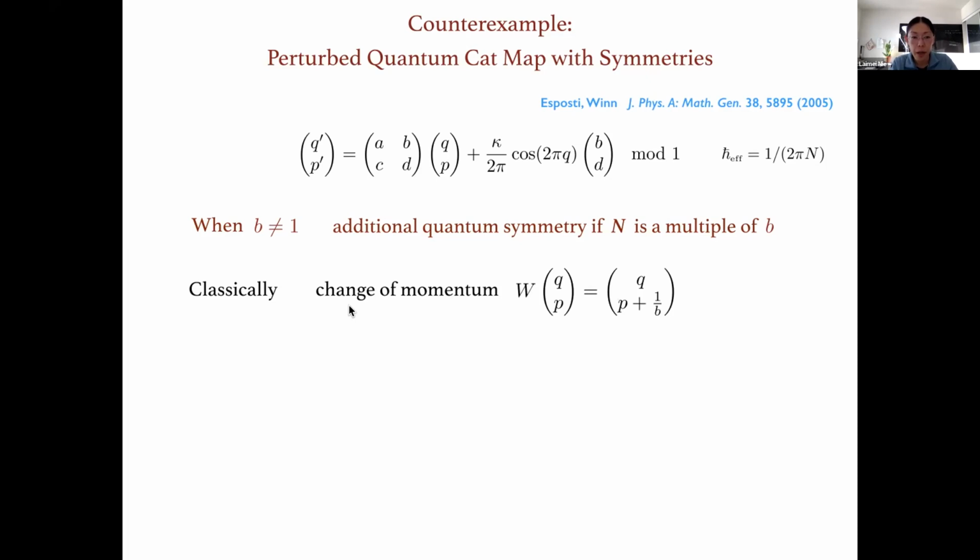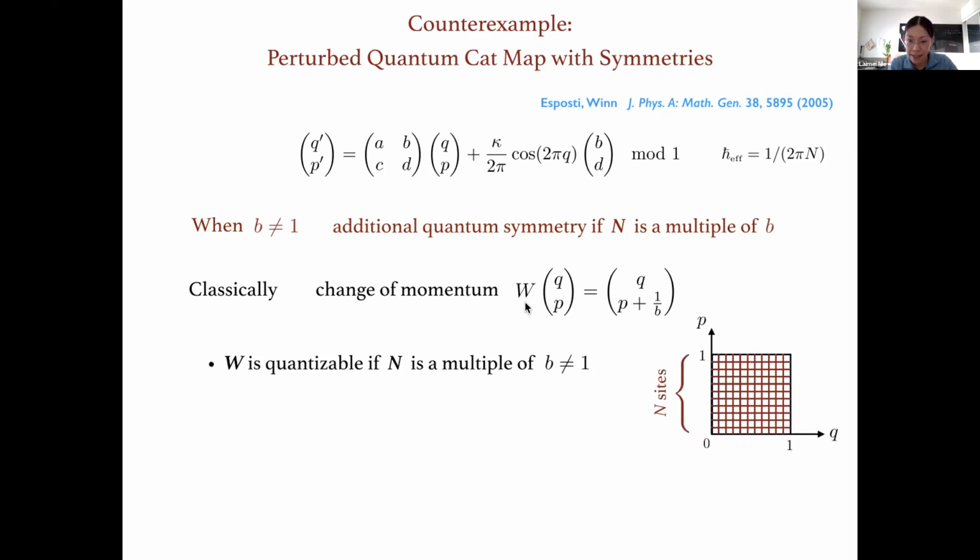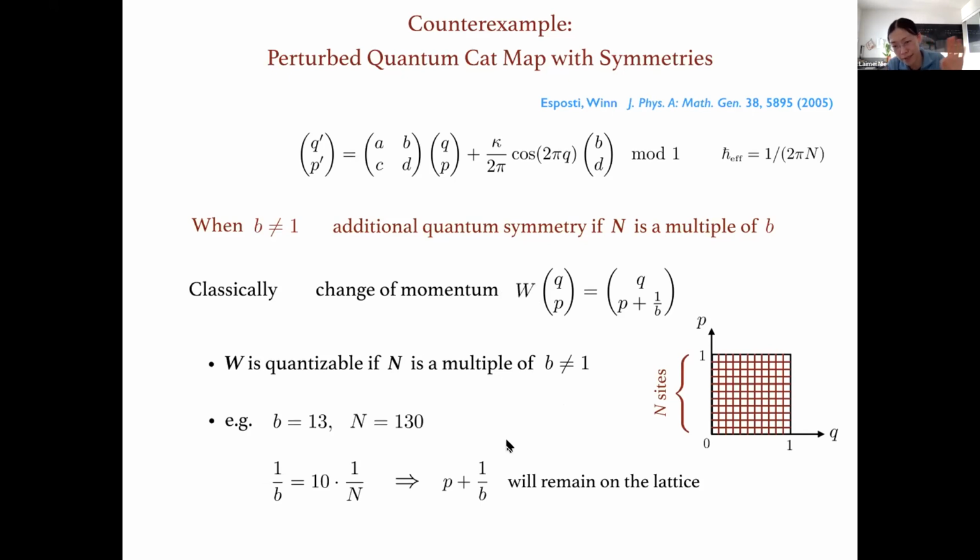So what is the symmetry? Classically, you can do a shift or change of momentum. Let's call the classical matrix W. If you apply W on Q and P, what it does is increase P by 1 over B. There exists such an operation classically. And my claim is that W can be quantized and becomes a symmetry of the quantum cat map if and only if n is a multiple of B and B is not 1. Why is that? Let me give you an example. Suppose B is 13, I just randomly chose the number 13, and n is a multiple of B, say 130.